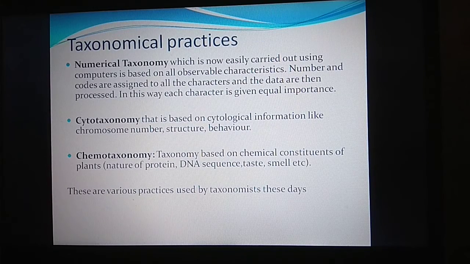Now there are various taxonomical practices that are mainly used nowadays. First is the numerical taxonomy, which is now easily carried out using computers. So what happens in numerical taxonomy? Numbers and codes are assigned to all the characters and data. Characters and data are then processed. In this way, each character is given importance.